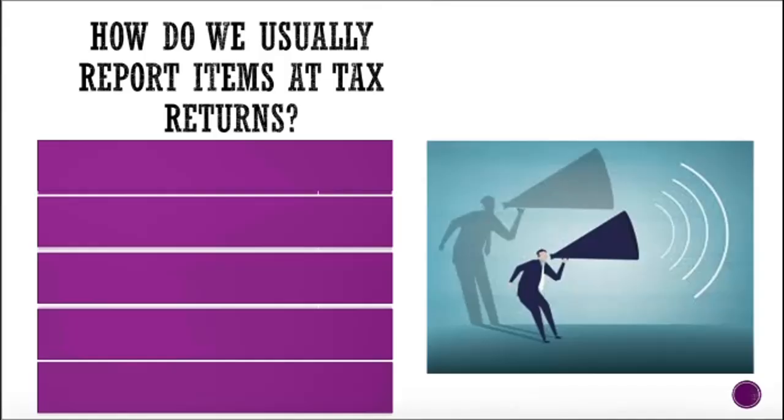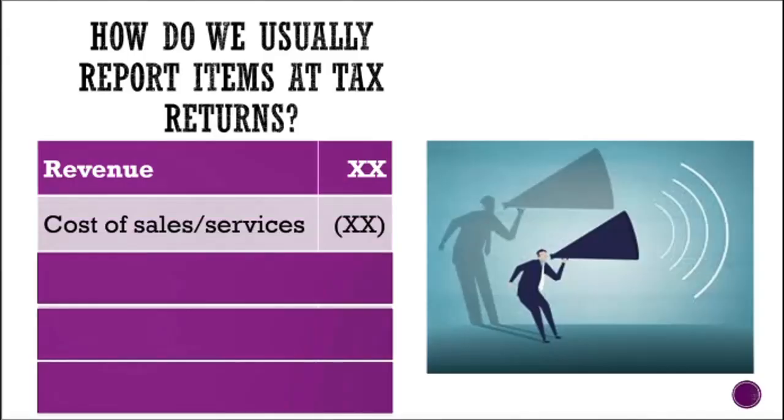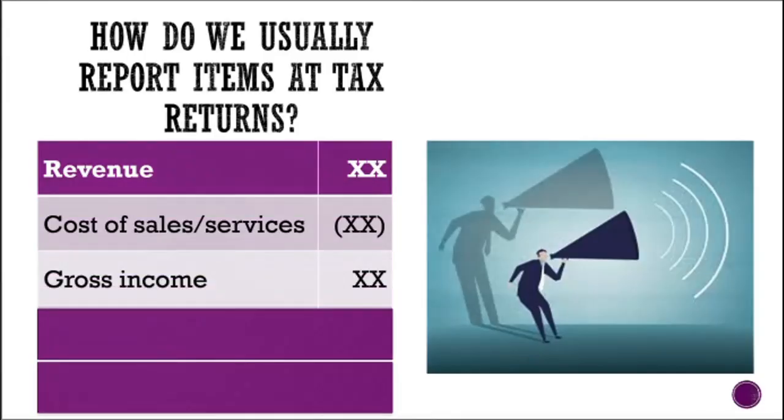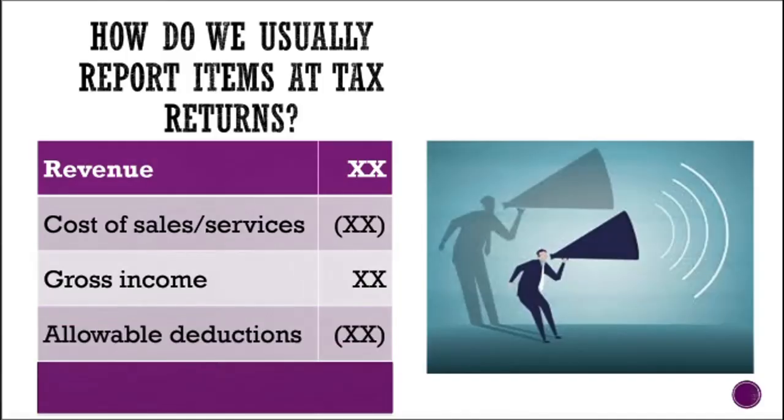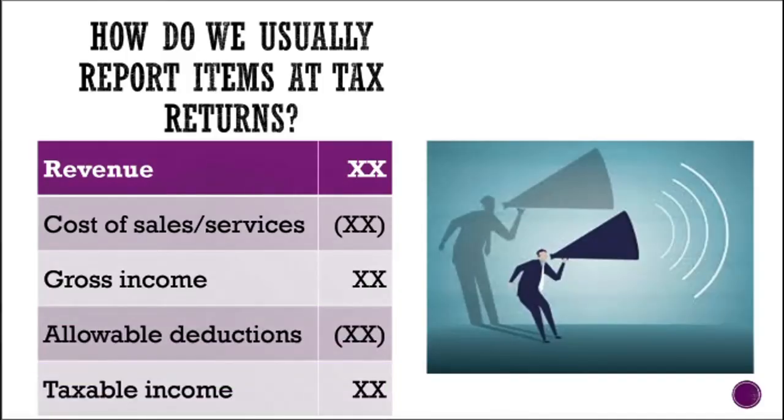Now, this is actually eerily similar to how we prepare our statement of comprehensive income because we usually start with our revenues. And then we, of course, deduct our cost of sales or cost of services to come up with our gross income. The next item would be something that is unique to tax returns because instead of reporting operating expenses, we now then report the allowable deductions to come up with our taxable income.